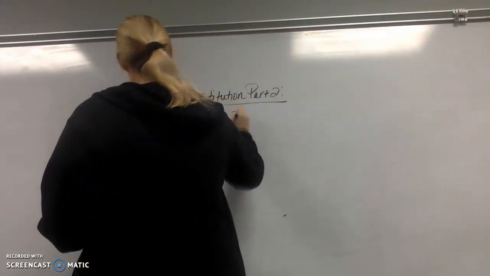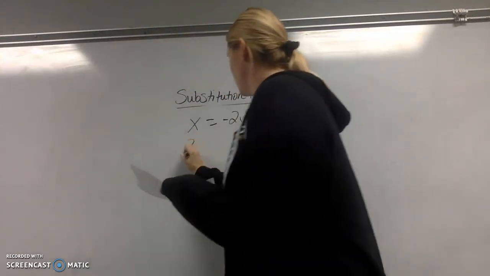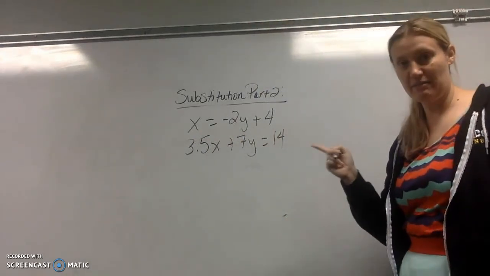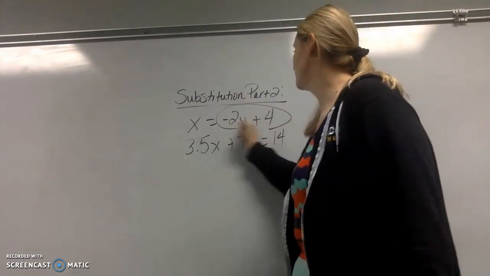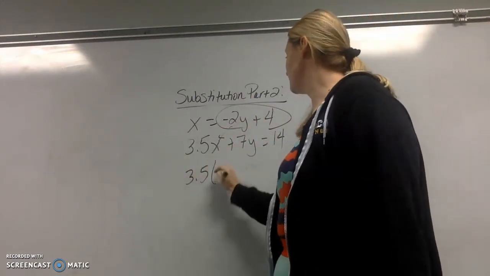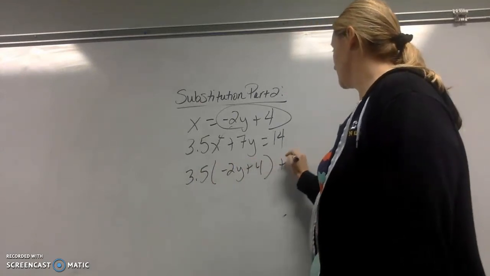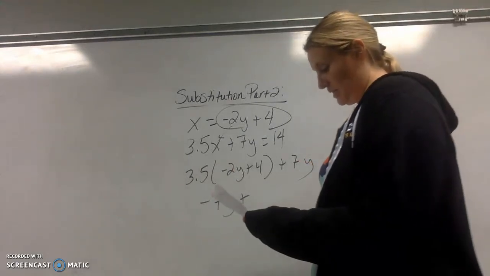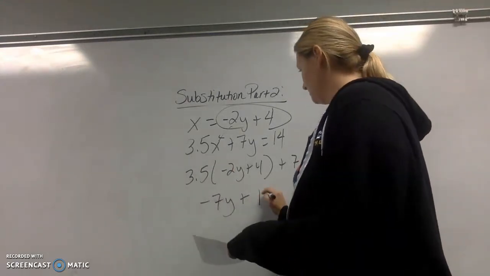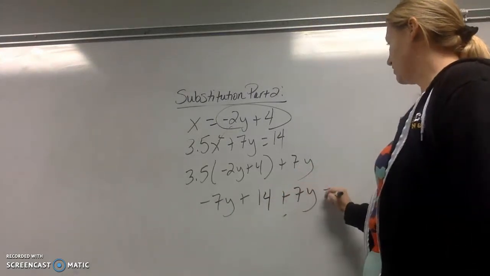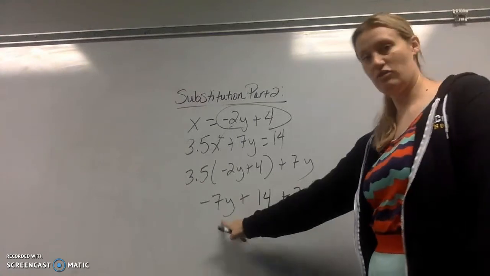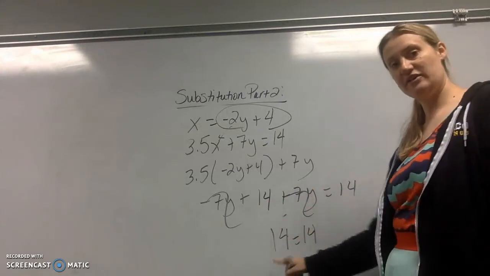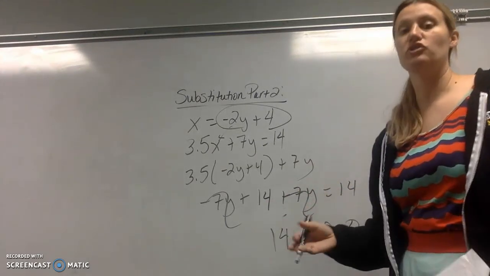Here is another substitution problem. So this time, again, I'm going to substitute in for x. So I have 3.5 times negative 2y plus 4 plus 7y. And if I distribute, I'm going to have negative 7y plus 14 plus 7y equals 14. And what you're going to see is this is going to equal 0. Negative 7 plus positive 7, that zeroes out. I'm left with 14 equals 14. That is always true. So this is an infinitely many solution problem.